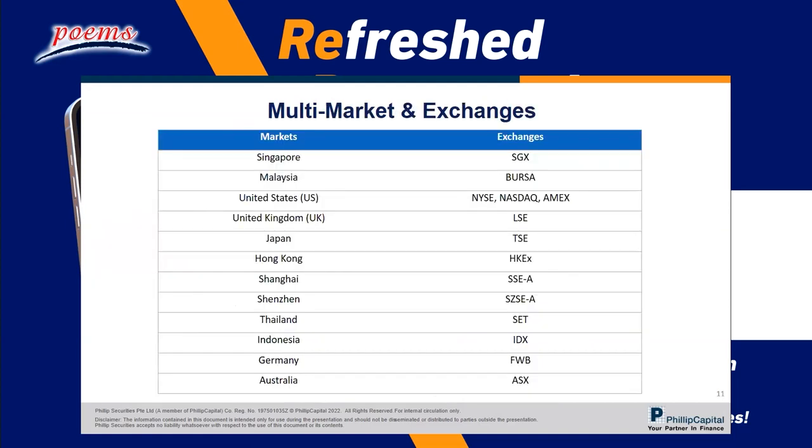For Poems, we offer multi-market exchanges, as in the table above. The most common one is the Singapore market, then the US market and Hong Kong market, and also the UK, Thailand, Shanghai and Japan. If you're interested in trading on any of these markets, you can open a Poems trading account.